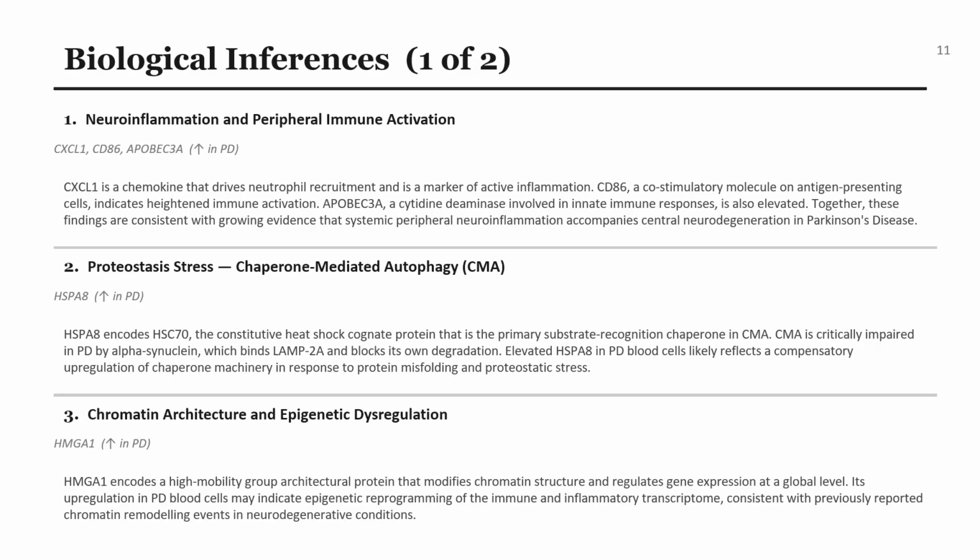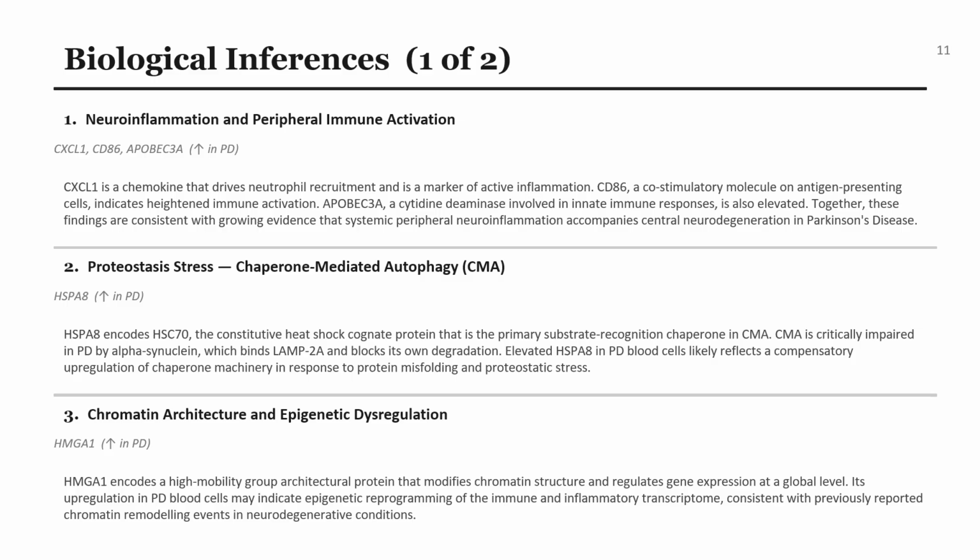So, what do these 11 genes tell us biologically? First, we see the upregulation of CXCL1, CD86, and APOBEC3A in the PD group. These are established markers of active inflammation and immune activation, supporting the hypothesis that systemic peripheral neuroinflammation accompanies central neurodegeneration. Second, the upregulation of HSPA8 points to a cellular proteostatic stress.